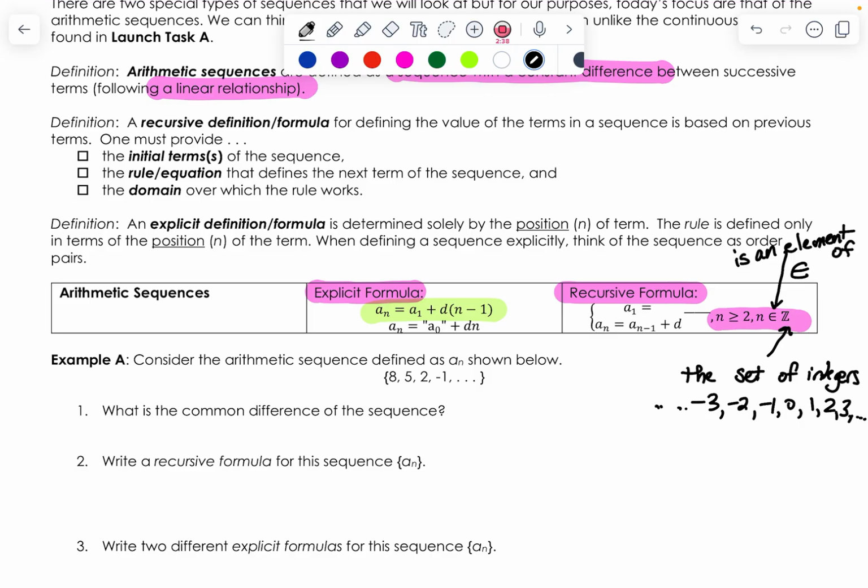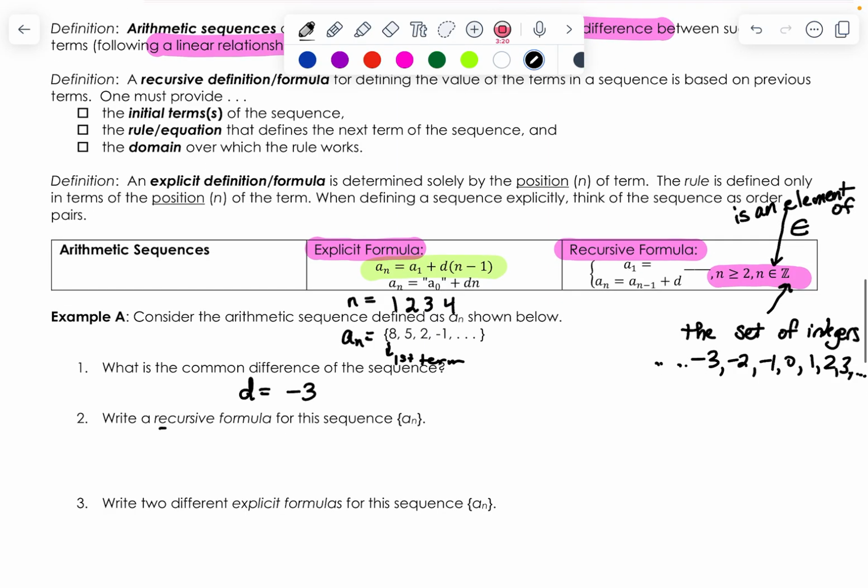So in example A, it says, consider the arithmetic sequence defined as, we'll call it a sub n. So 8 is called the first term, so like n is 1. Then the 5 is the second term, a sub 2. The 2 is in the third term spot, so that's a sub 3. The -1 is in the fourth spot, it's the fourth term, a sub 4. So it says, what is the common difference? Well, you should be able to notice, and this circles back to the launch, so the common difference is -3.